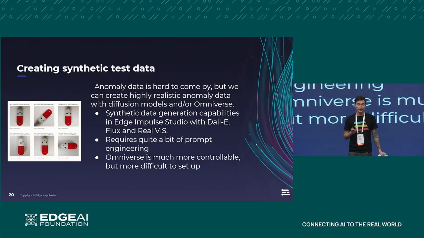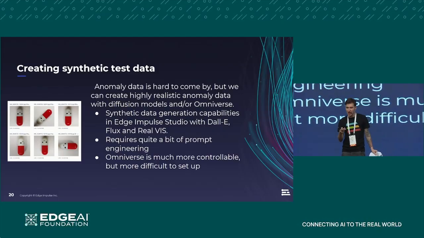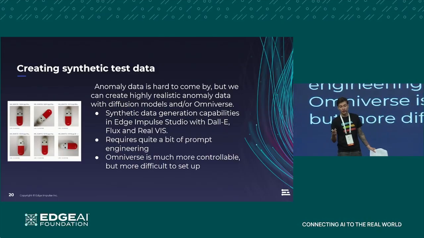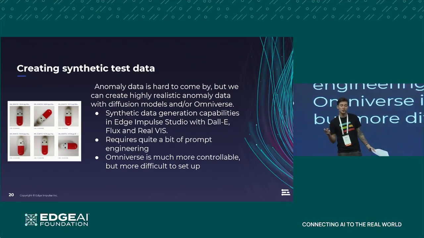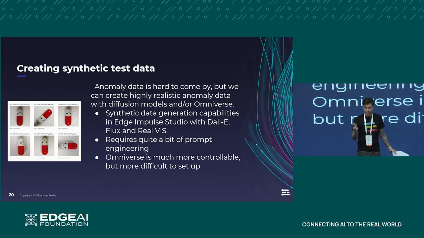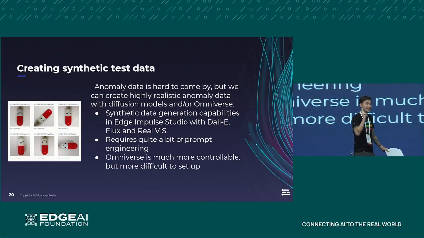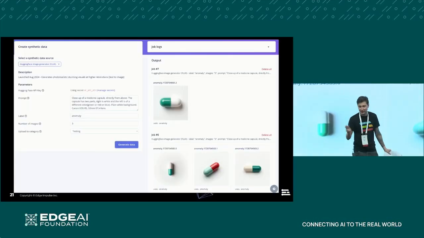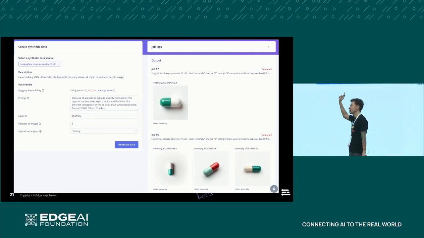And finally, the last piece is that you can also generate synthetic data in Edge Impulse Studio with DALL-E, Flux, or RealViz, or you could even use NVIDIA Omniverse. The caveat here, because I also tried that, is that you can generate the anomaly data pretty easily, but with those image generation models it will be pretty hard, without additional fine-tuning like with LoRA or something, to generate the normal data. That is still okay because, as I said, the anomaly data is the hardest to obtain.